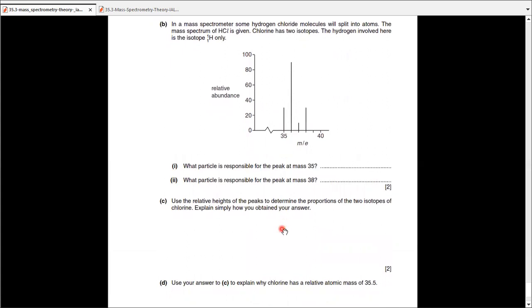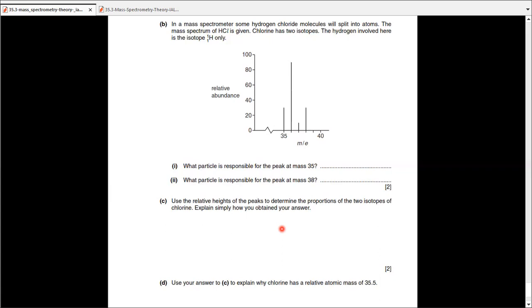B. In a mass spectrometer, some hydrogen chloride molecules will split into atoms. The mass spectrum of HCl is given. Chlorine has two isotopes. The hydrogen involved here is the isotope H-1 only. Which particle is responsible for the peak at mass 35?